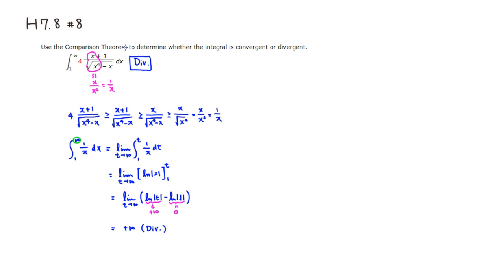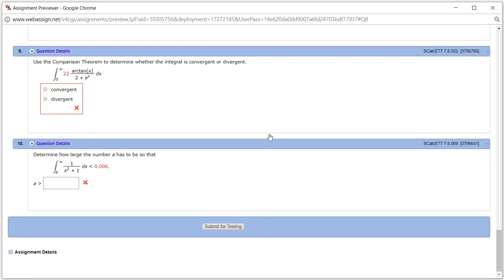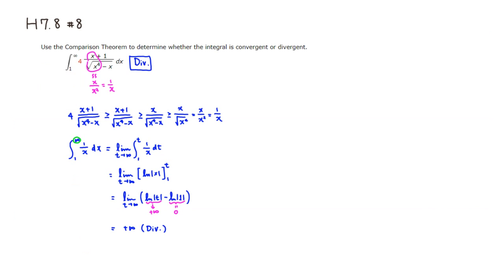So let's answer this question. Let's say it diverges. Let's check the answer. Submit for testing. I came back and it looks like we got this one correctly. So maybe I should say this is by the comparison theorem. That's it. I hope that this was clear.